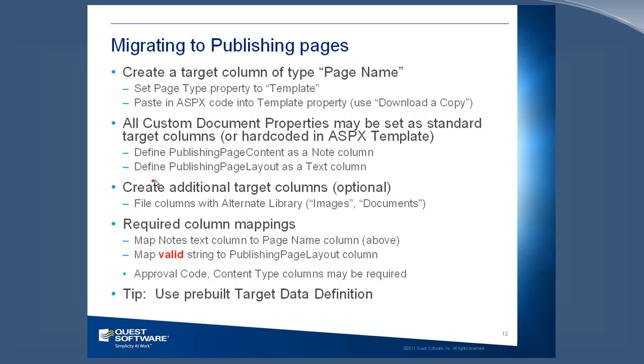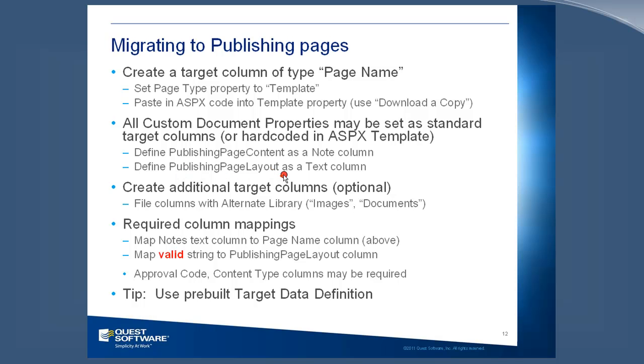And then one other important one is the publishing page layout. That's just a text column, and that is the layout name. So if you've used publishing pages, you've seen that publishing pages each have their own layout. So you need to get that layout name into your document, and you can either put that as a text column in your migration job and set that dynamically, or you could just hard code it into the ASPX page.